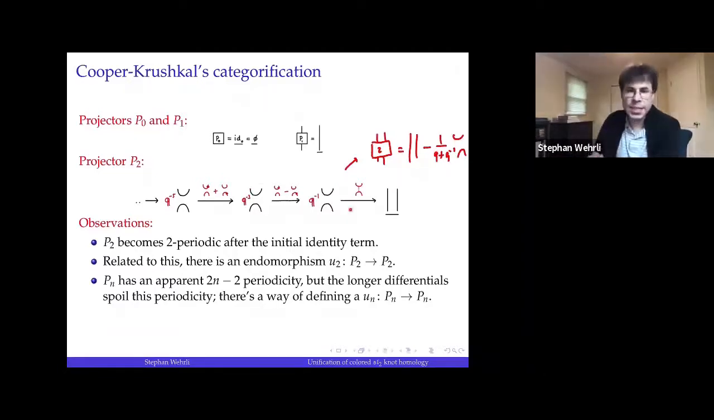And now what we see is that this complex is essentially periodic if you ignore this term. And corresponding to this periodicity, one can construct some endomorphism, which is basically given by, for example, an identity map from here to here, an identity map from here to here, and also a saddle map from here to here. And then for a higher n, you can do a similar thing. So the higher projectors also have endomorphisms of this type, but they're a bit more difficult to construct because of some technical details. So this is, I guess, Cooper-Krushkal's categorification.